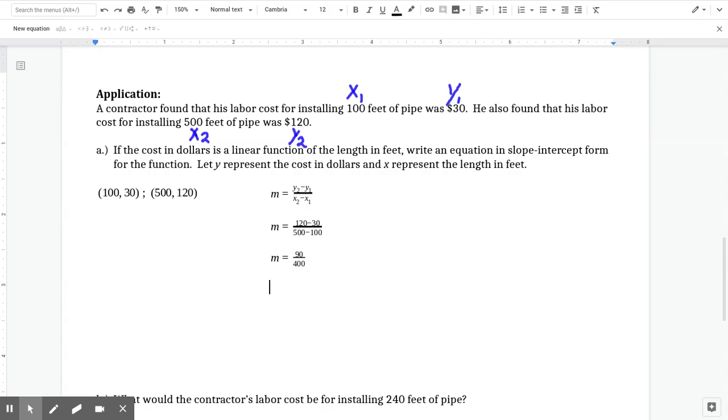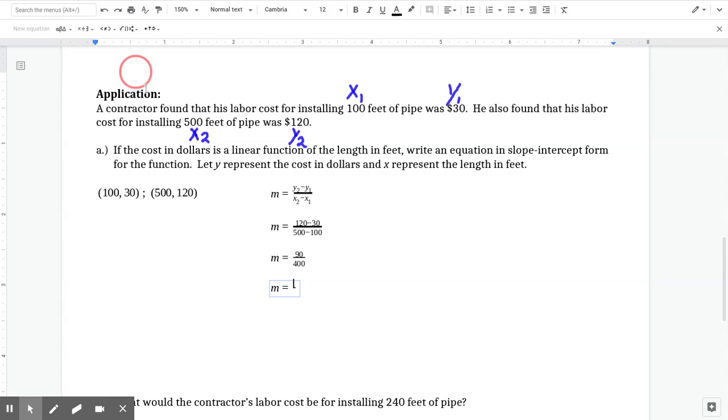So if we reduce this fraction, notice that both values in the top and the bottom involve zeros, so we can reduce by 10. If we divide the numerator and denominator each by 10, 90 divided by 10 is 9, and 400 divided by 10 is 40. So we have a slope of 9 over 40, and if you try to reduce it, you'll realize that those two values do not reduce together. So that is our simplified slope.